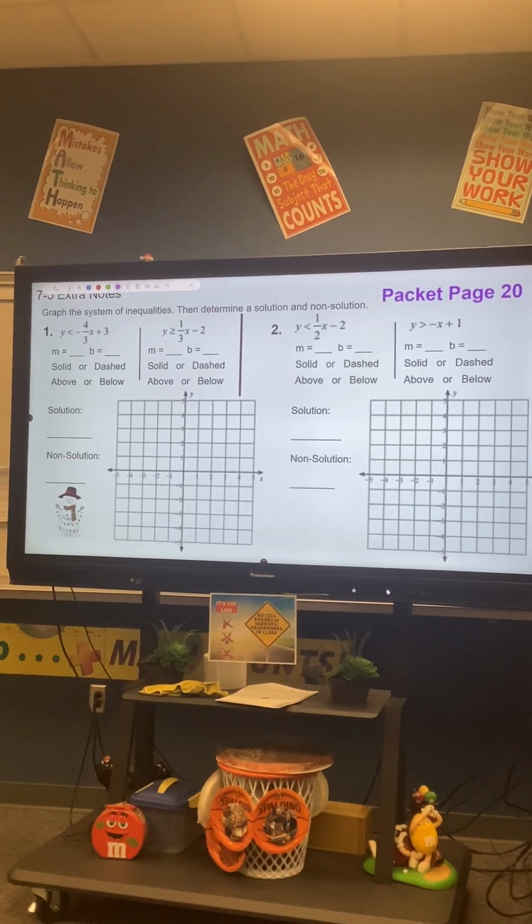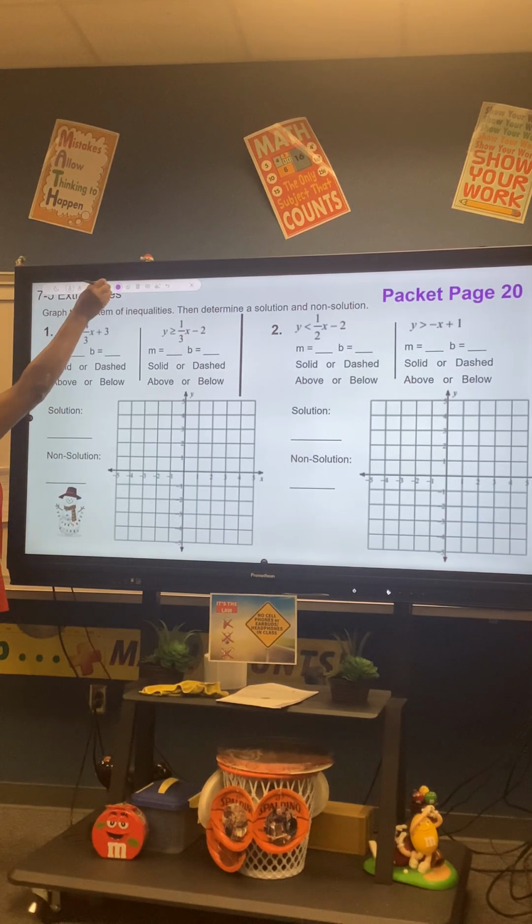y is less than negative 4 over 3 x plus 3. I'm going to shade them. Okay, again, get a color pencil. Use your regular pencil and then use another color. Okay, so here we go. When you said negative 4 over 3, I want you to put the negative with the 4 and keep your 3 as the positive.